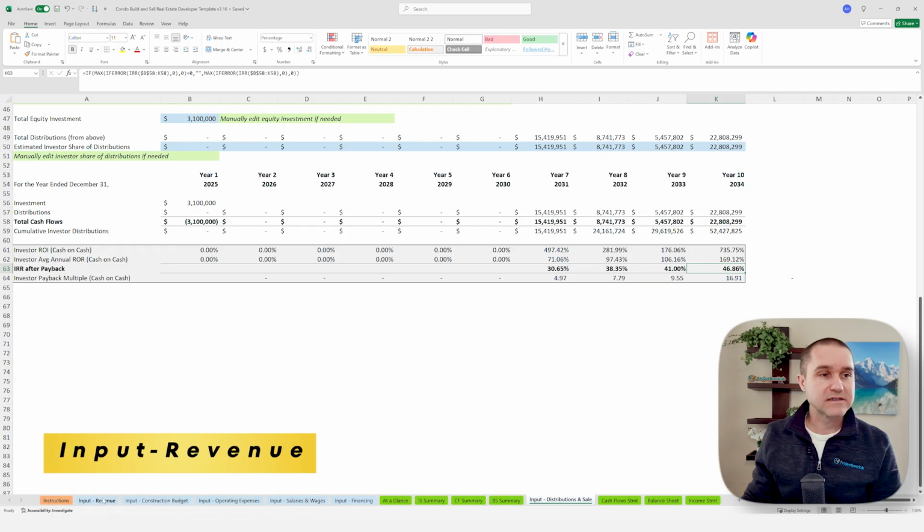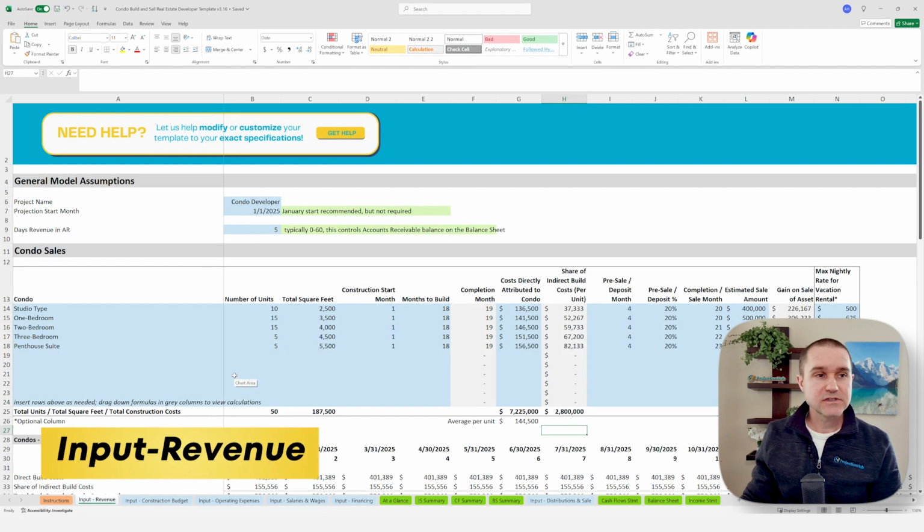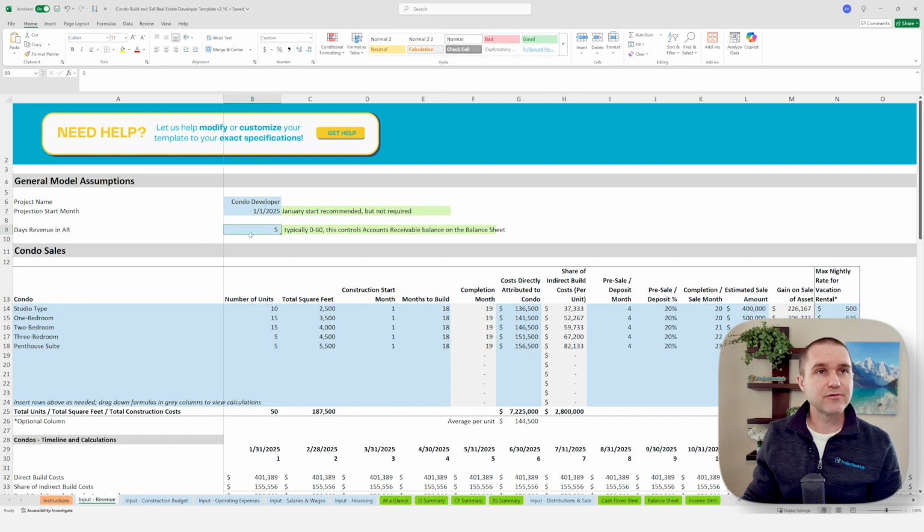So, all right, let's dive into the input tabs. The first input tab is our input revenue tab. You're going to be able to set a projection start month, days revenue, and accounts receivable. So this is basically saying, how long is it going to take your customers to pay? And we're saying 5 days. Now, this is really for the HOA fees and the vacation rental fees, because remember, we're assuming that you're not renting out these apartments or condos. The assumption is you're going to sell them. So the days revenue and AR is really about your HOA revenue and your vacation rental revenue.